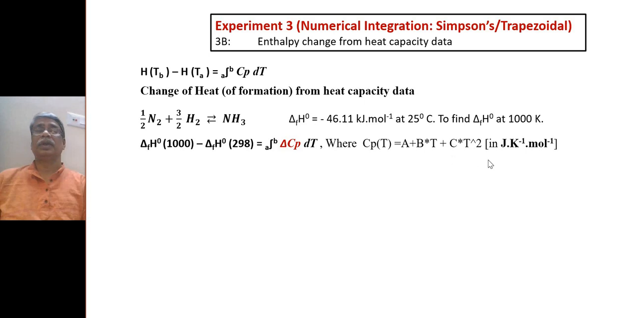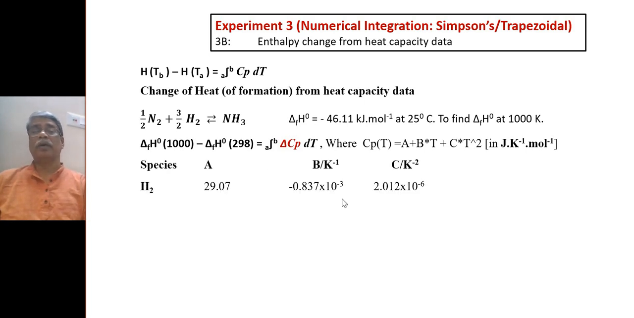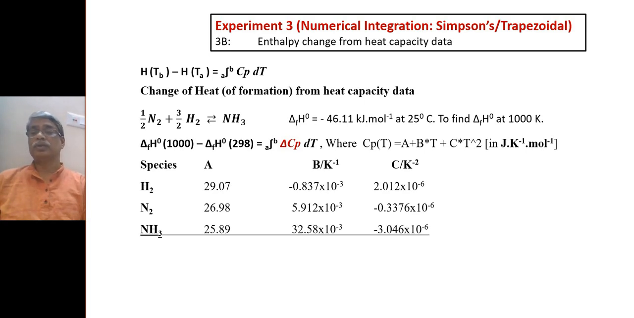And Cp is A plus Bt plus Ct square for each of the species, ammonia, hydrogen and nitrogen, and the coefficients 3 by 2 and 1 by 2 are there. So delta Cp you have to evaluate accordingly, and from our text, the examples we have taken for ammonia synthesis, hydrogen, nitrogen and ammonia, the A, B and C are given for each species, so we can evaluate the delta A, delta B, delta C kind of thing, including the coefficients 3 by 2 and 1 by 2, as you know, the stoichiometric coefficients. This x can be A or B or C.